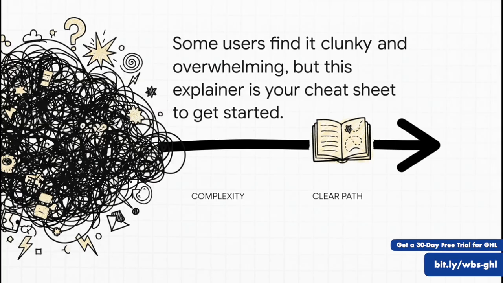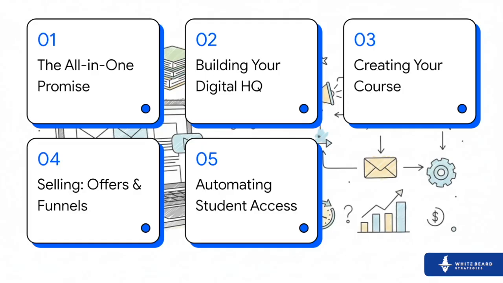So think of this little explainer as your cheat sheet. We're going to cut right through the noise and give you a clear path to get your course up and running. All right, so here's the game plan. We're going to tackle this in 5 simple steps. First, we'll look at what that all-in-one promise really means. Then we'll build your student's home base, create the course itself, figure out how to sell it, and finally, the best part, we'll put the whole thing on autopilot.